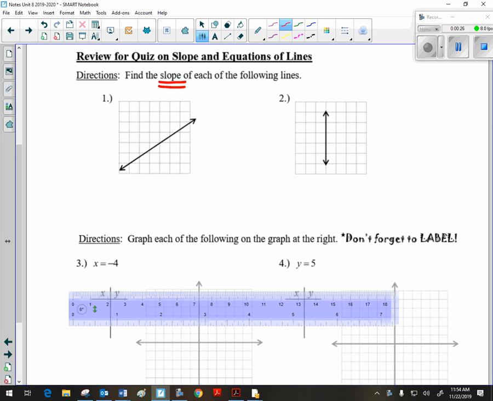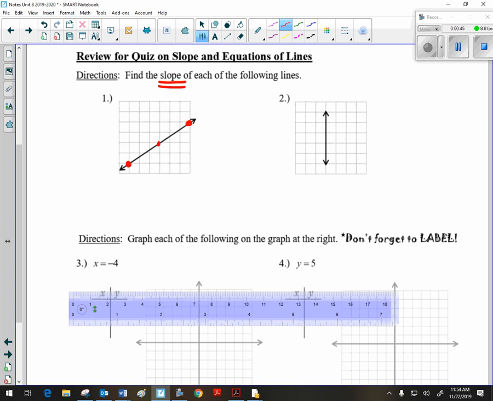So in question number one, before I can determine the slope, I have to find two nice points that the line passes through. So I can see one nice point here, and I can see another nice point there. Now, there might be other nice points somewhere in between. Perhaps some of you look and see that this is a nice point.